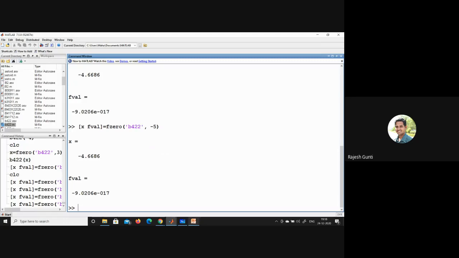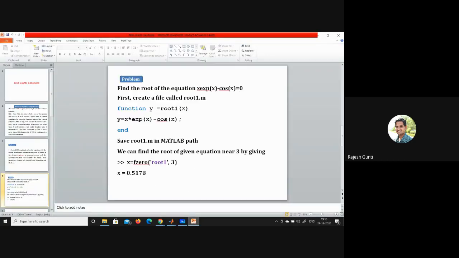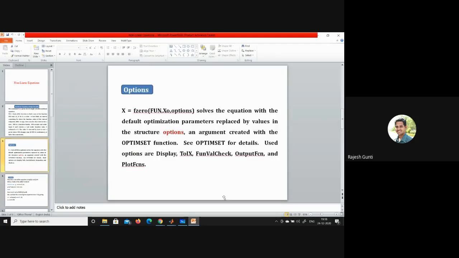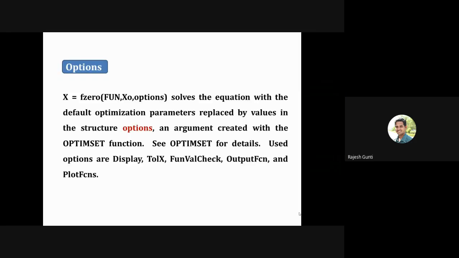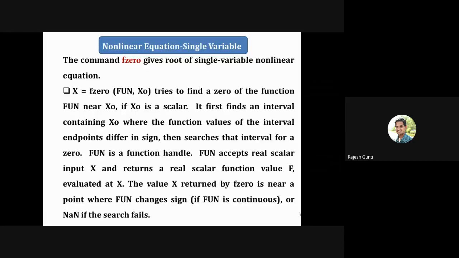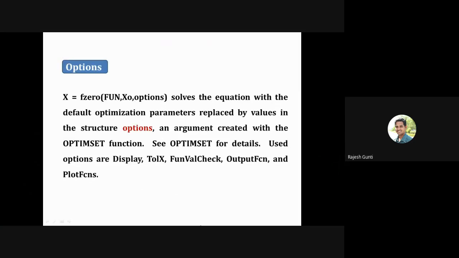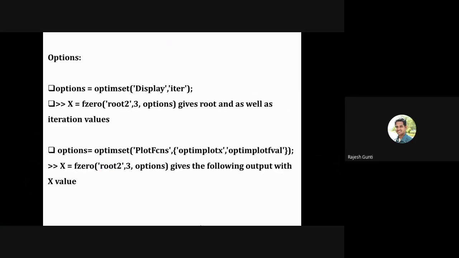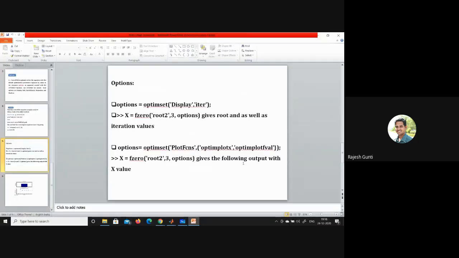There are options. This is the most interesting thing here. I'm coming to the next point, options. Then I will go to the first slide and explain this part. If we take options, then we will get a clear idea. We can see the iterations also. What are these parameters? Here, this is the option. I am copying this one: optimset display iter. We can see the iterations also.